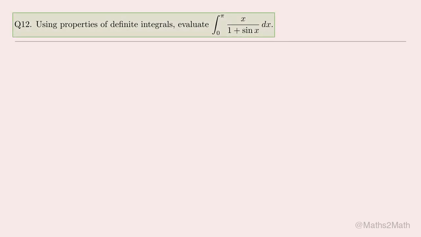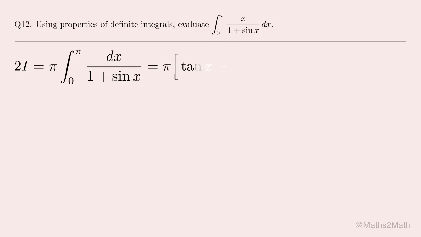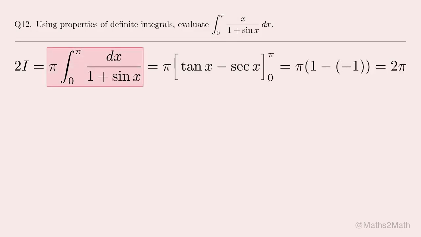Question 12. The king property strips the x from the numerator, then a secant tangent evaluation, reflecting x to pi minus x and adding. 2I is pi times the integral without x, and that integral evaluates to 2 via 1 minus sine over cosine squared. So I equals pi.